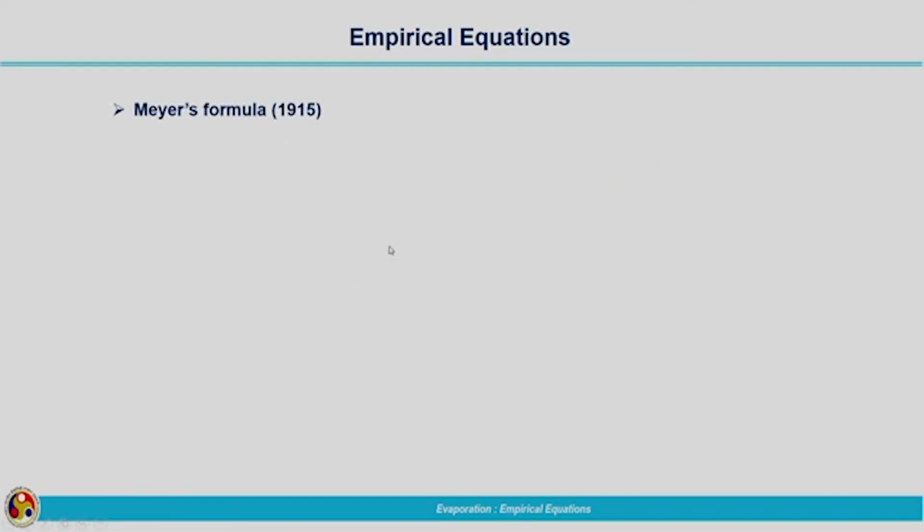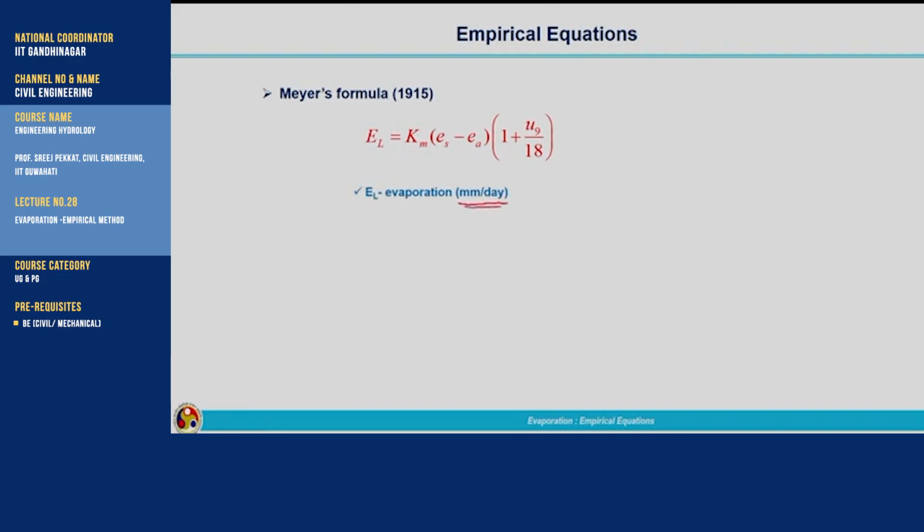The first important empirical formula which we commonly use is Mayer's equation. Mayer's equation gives the evaporation loss from the lake as EL equals Km multiplied by ES minus EA, multiplied by 1 plus U9 divided by 18. Let us see the terms one by one. EL is the evaporation. Please be careful about the unit, which is millimeters per day. Since this is an empirical equation, you need to be careful about the units. EL is the evaporation in millimeters per day.